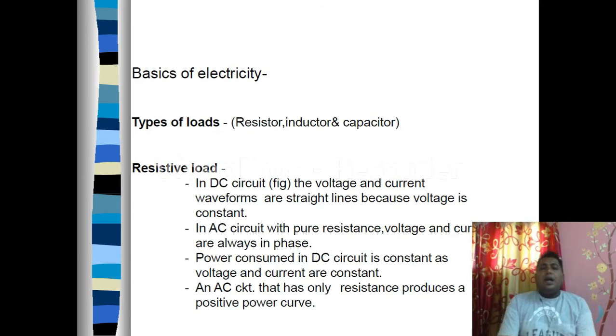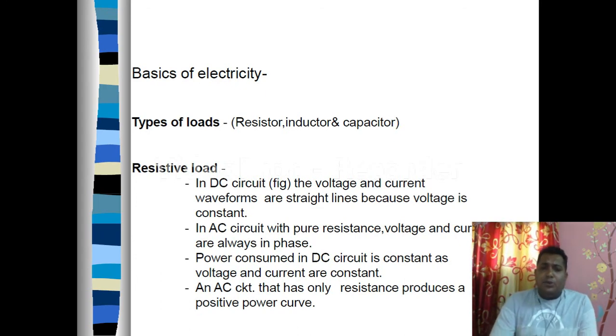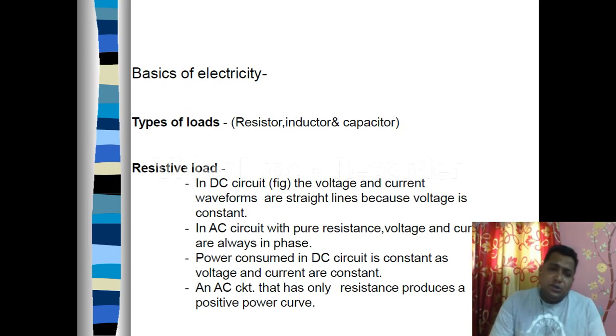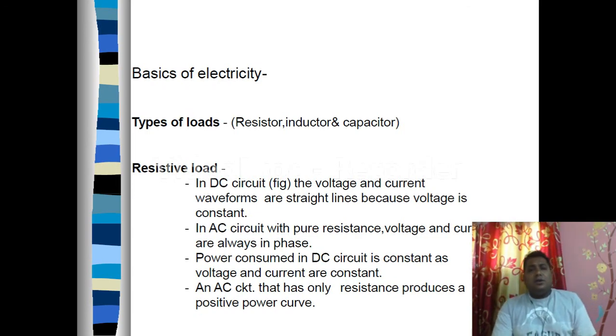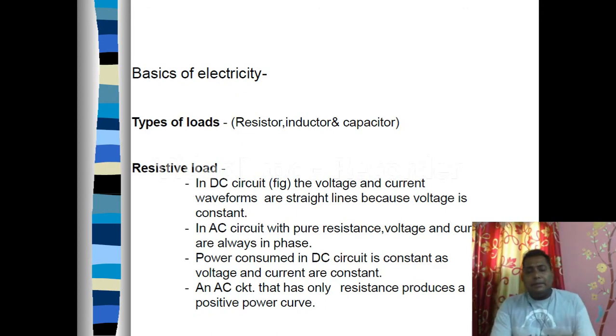Now we will see what different types of loads are available: resistive load, inductive load, and capacitive load. We know the nature of resistance, inductance, and capacitance. One by one we will see what characteristics each has.